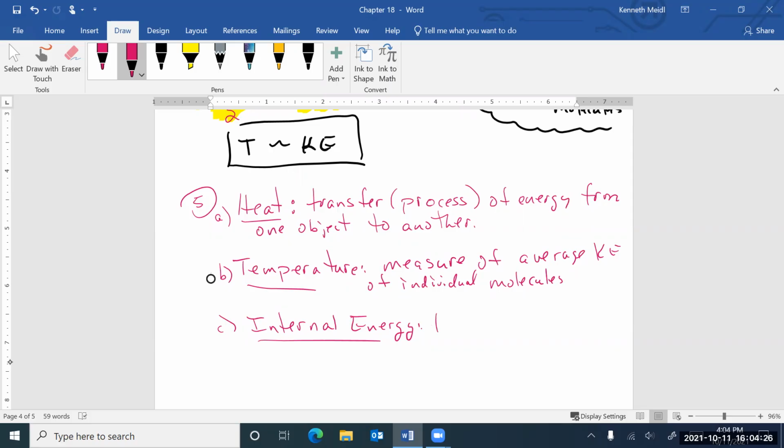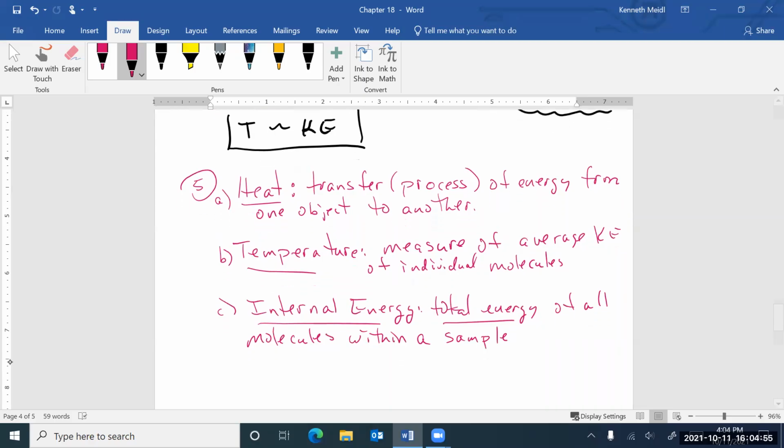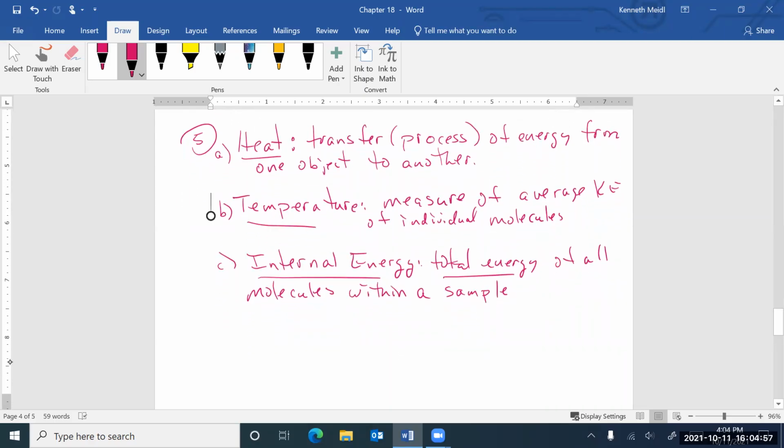But this is going to be really the total energy of all molecules within a sample, whatever that sample happens to be. Okay, this internal energy, we probably have some different ways that we can find this here.